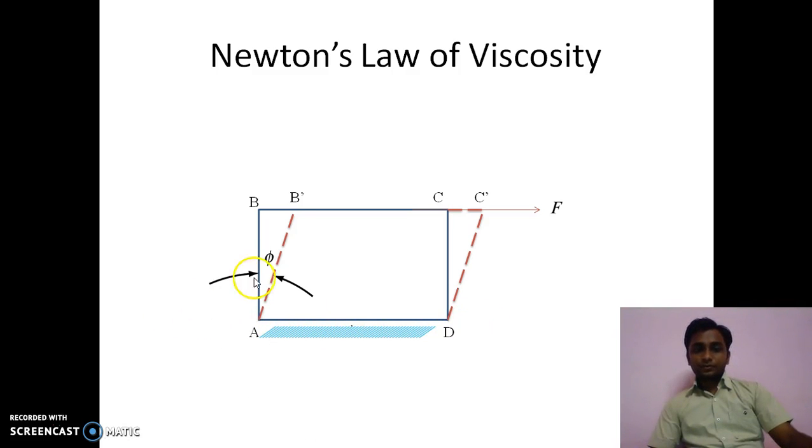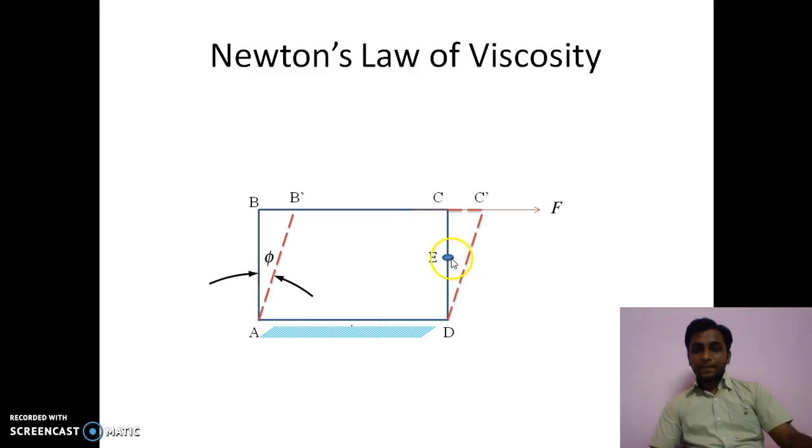Now we can identify the shear strain we have. So this deformation we are considering only for certain time duration t. So let us consider in time duration small t, after application of the shear force F, the element has got deformed from A, B, C, D to A, B dash, C dash, D by a shear strain value of phi.